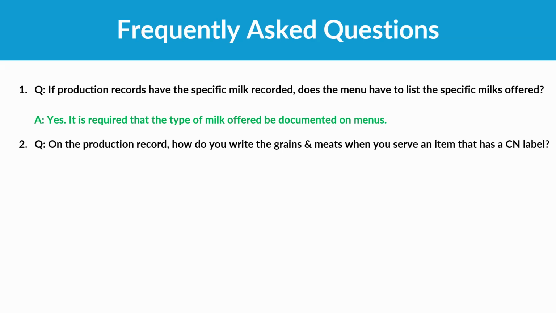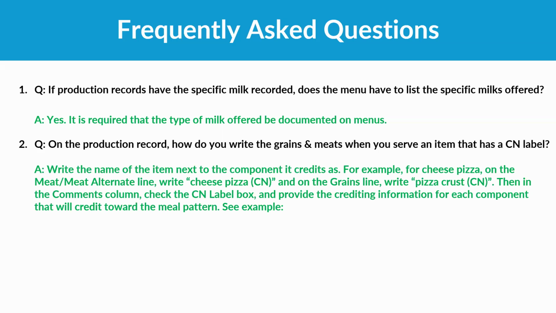The second question is, on the production record, how do you write the grains and meats when you serve an item that has a CN label? So this would be specific to like chicken nuggets or pizza, where the CN label is crediting both the meat as well as the grain. And the answer here is to write the name of the item next to the component it credits for.